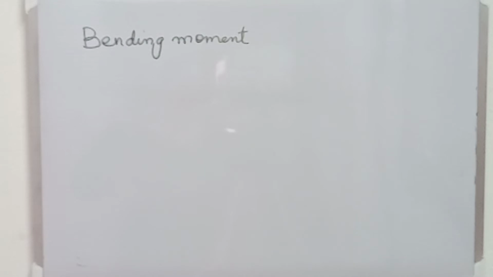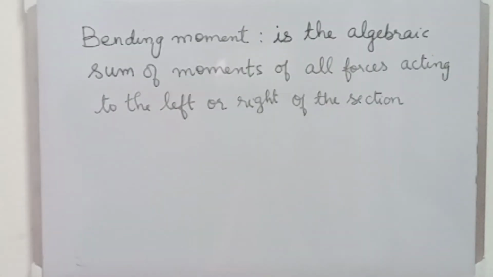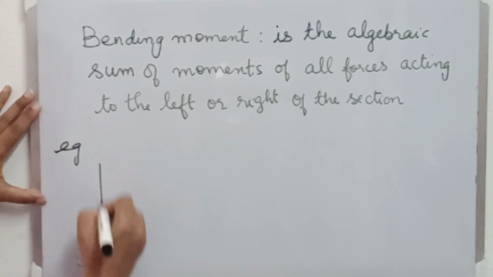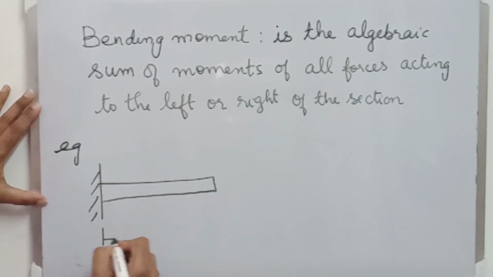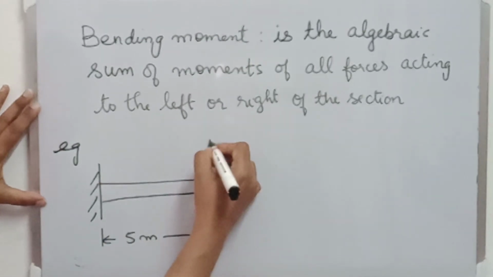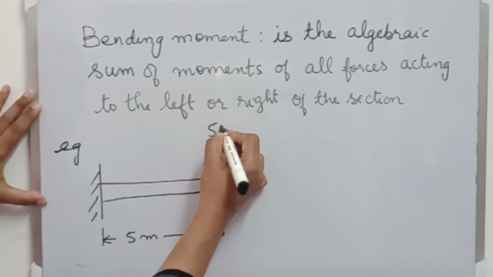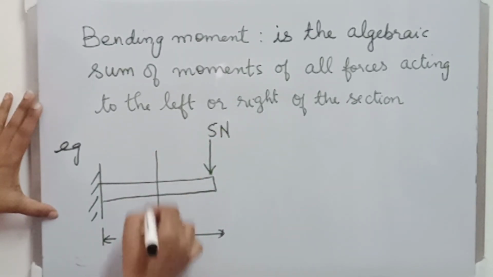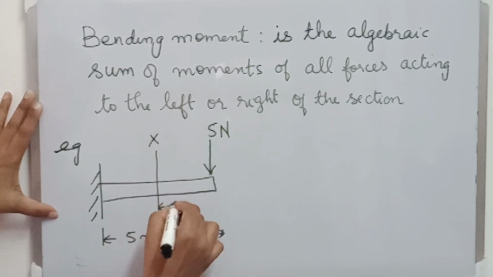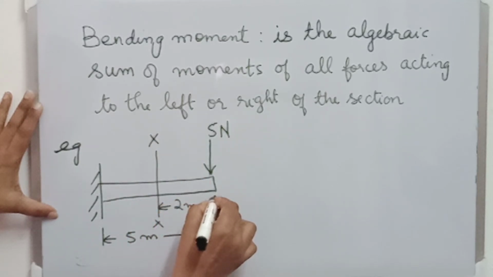Next is to explain the bending moment. Bending moment is the algebraic sum of moments of all forces acting to the left or right of the section. Here also I am taking the example of a cantilever. So this is the fixed end and the other one is a free end. Let us say the beam is of span 5 meters and it is loaded with a 5 Newton load at the free end. Now consider a section XX at a distance of 2 meters from the free end.